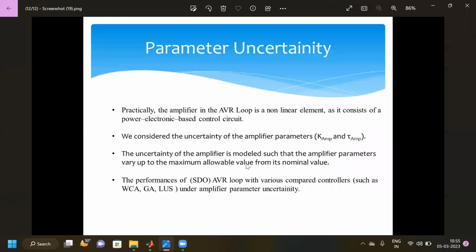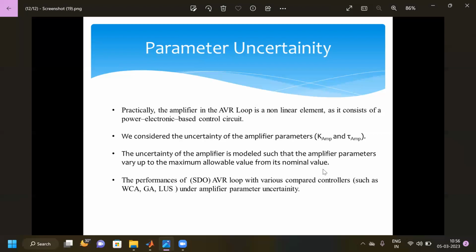Next, parameter uncertainty. Parameter uncertainty means we take one parameter, maybe the amplifier, voltage sensor, or generator, anything, but we'll take the amplifier because the amplifier is a non-linear element. In non-linear, we consider the uncertainty of the amplifier parameter. Then we'll take K amplifier and T amplifier. K means gain, T or tau means time. We'll take the maximum allowable value from its nominal values. By using this maximum value in the amplifier, we can see how stable the amplifier is.